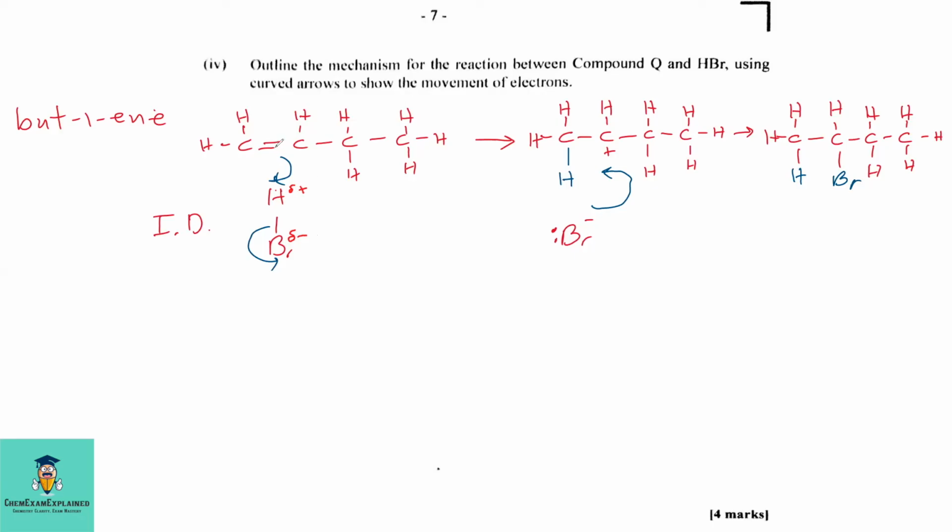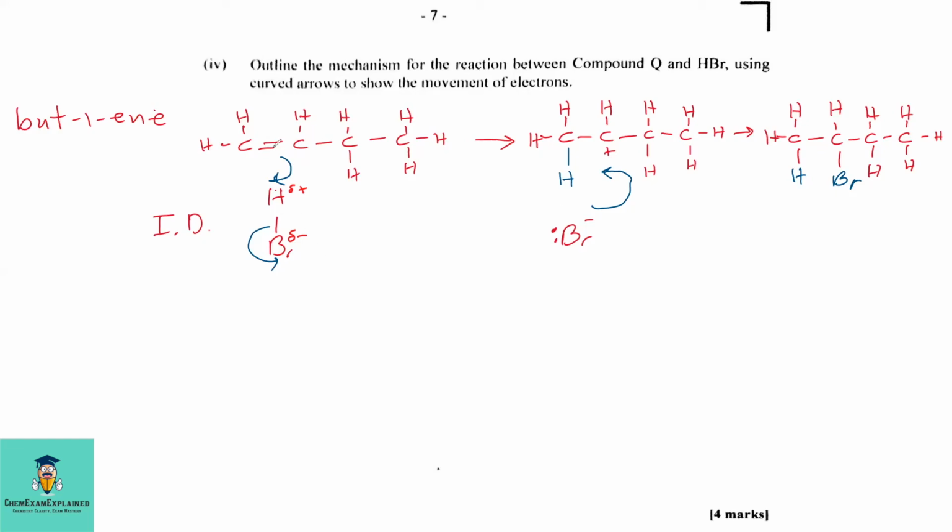The electrons from the carbon-carbon double bond can now bond to this H, forming an H bond right here. Now, if we move two electrons from the double bond, then this carbon will no longer be satisfied with the number of electrons it needs. So it will now form a carbocation, which is a carbon with a single positive charge.